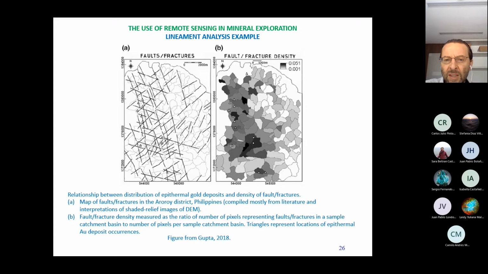You might expect them to be only in the black polygons, but as you can see, they are not only in the darkest polygons. Actually, the really darkest ones don't even have one, but they are somehow nearby. So this being more or less statistical, obviously there is a discrimination here. The fluids came along a certain fault or a certain fracture system, and then maybe at certain intersections they were deposited.